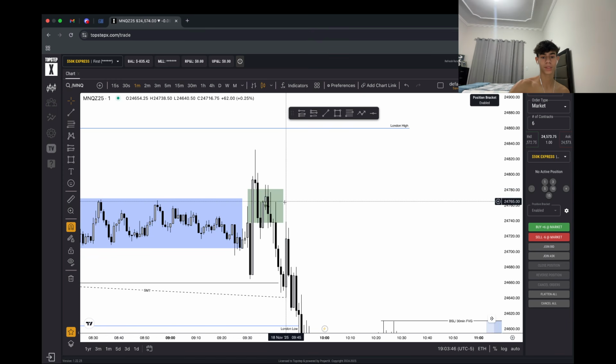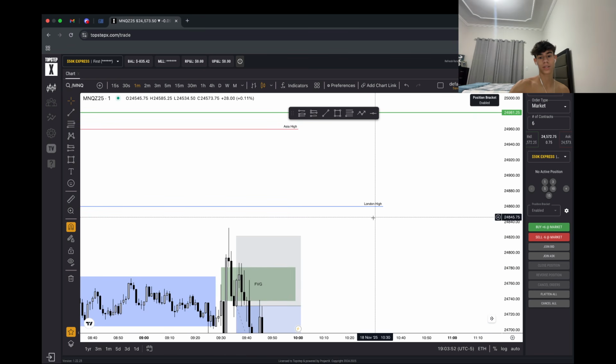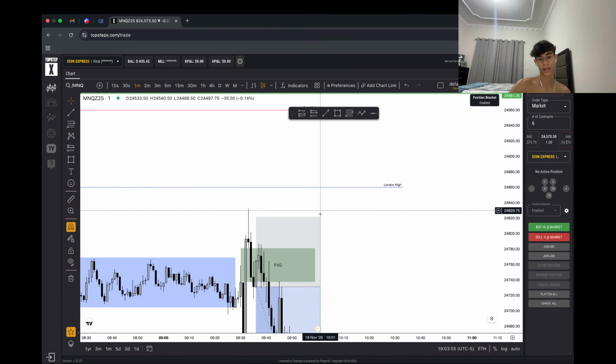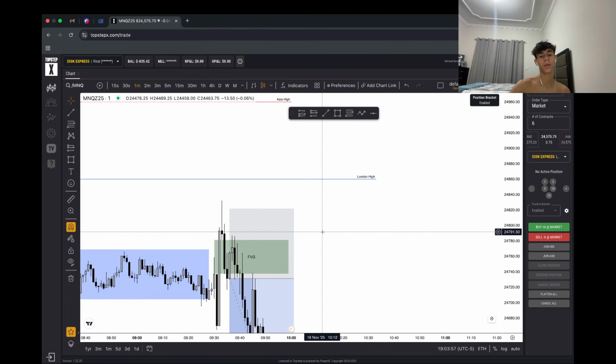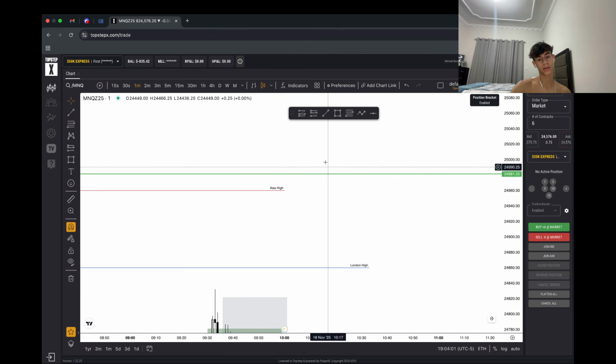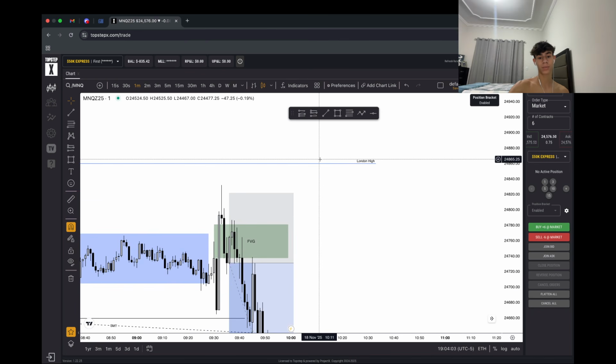It was not my A plus scenario that I wanted to see happen. But people did take this. But what I wanted to see, again, even if we take out London highs and then reject, maybe I'll take it if we have an SMT at London highs. But again, I want to see us short from here. That'd be my A plus scenario.